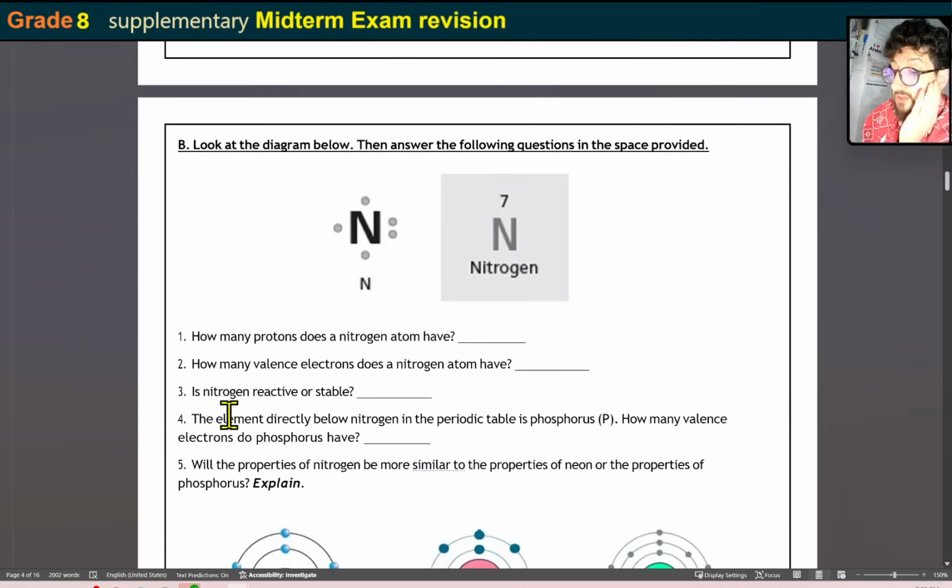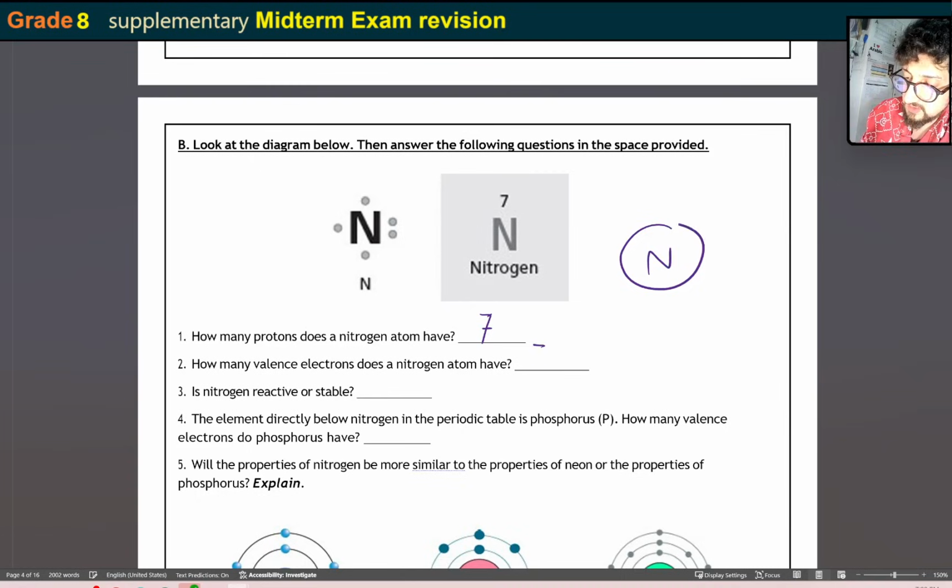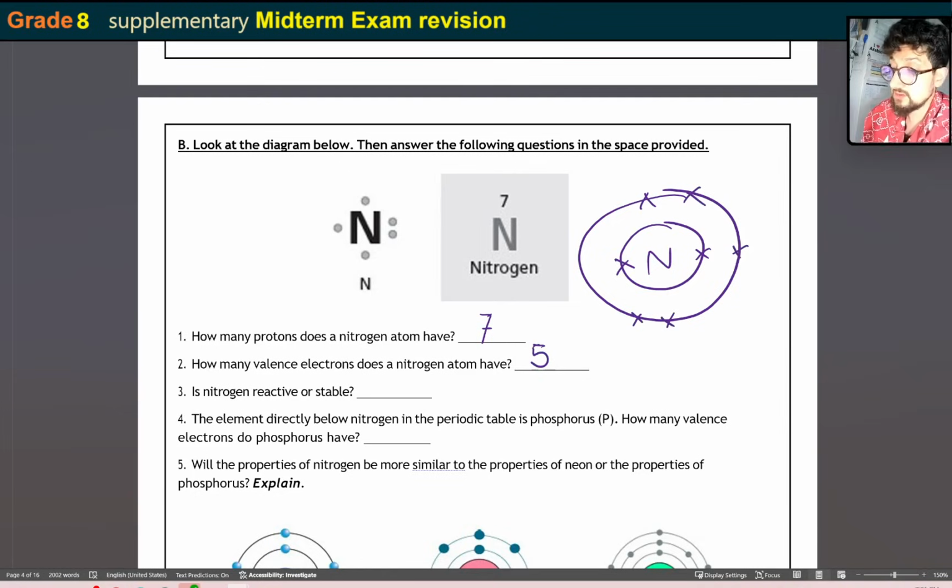Look at the diagram below, then answer the following questions in the space provided. How many protons does a nitrogen atom have? Well, it's got 7. 7 protons, as you can see, indicated by the 7 for the atomic number. How many valence electrons does a nitrogen atom have? It's got 7 electrons, but only 5 valence electrons. Because remember, it's got 2 on the inside, and it's got 5 on the outside. So valence electrons are the electrons on the outside that are involved in chemical reactions. It's got 5 of those.